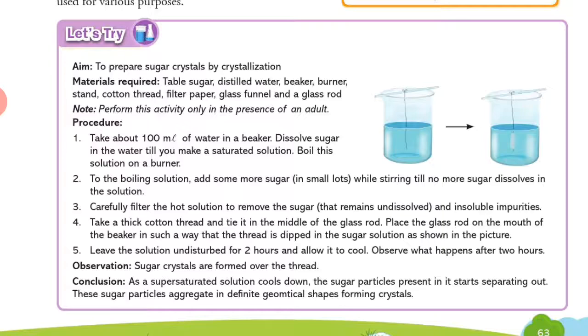Leave the solution undisturbed for 2 hours. Allow it to cool down. Observe what happens after 2 hours. Sugar crystals are formed over the thread. When a supersaturated solution cools down, the sugar particles present in it start separating out. These sugar particles aggregate in a definite geometrical shape, forming crystals.